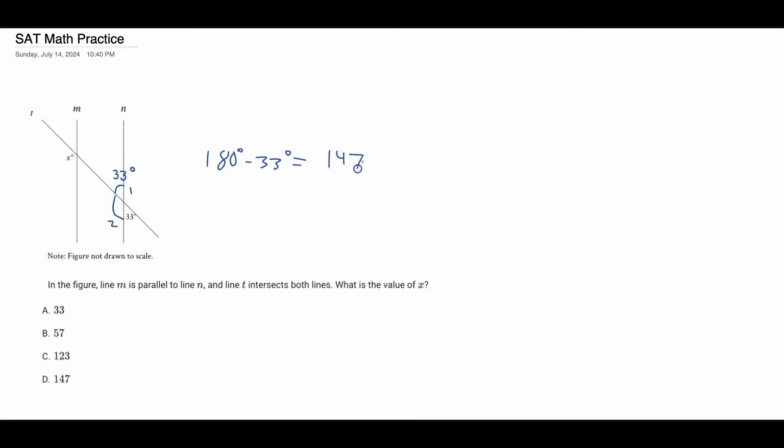And this is helpful because we have two parallel lines cut by a transversal. And so we have our corresponding angles. Angle 2 that we have here and angle x here, they are corresponding angles, and so they will have the same angle measure. And so since we know angle 2 is 147 degrees, x is also going to be 147 degrees, and so our answer choice is D.